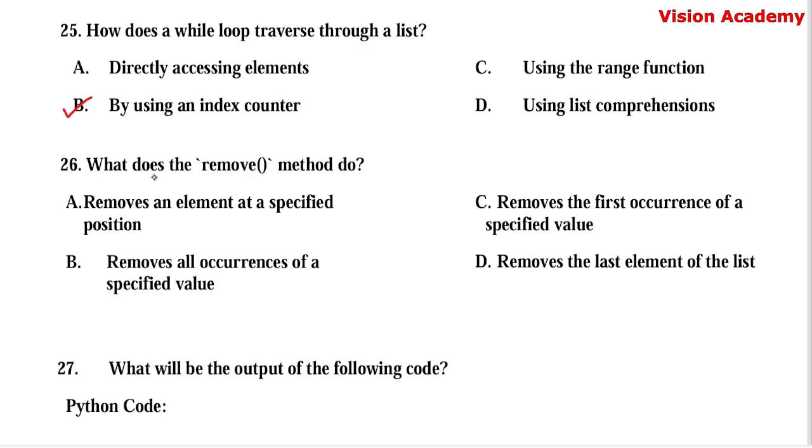Question number 26. What does the remove method do? Option A, removes an element at a specified position. B, removes all occurrences of a specified value. C, removes the first occurrence of a specified value. D, removes the last element of the list. Here option C, removes the first occurrence of a specified value, is the right answer.